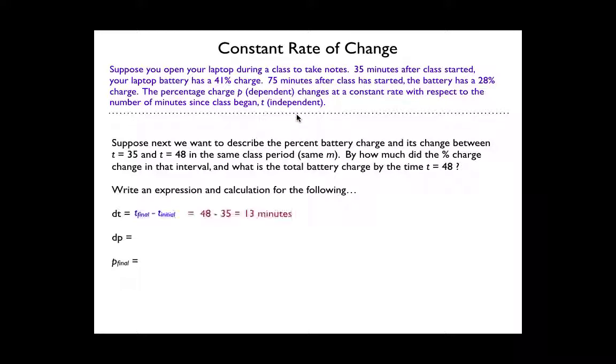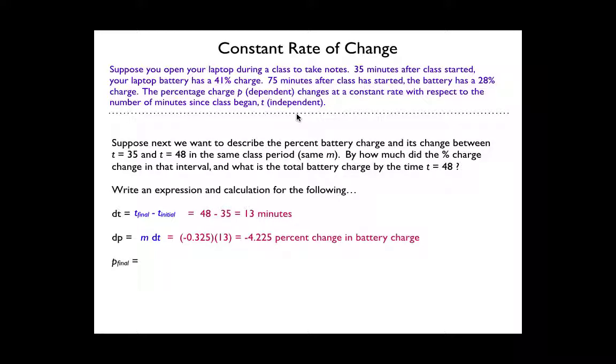I believe where we got to was just talking about that this was a 13-minute time interval. And so to calculate how much the battery percent charge changed, it's 13 minutes at this 0.325% per minute decrease. Over that time interval, symbolically, that's our m dx, or with the letters from this problem, m dt. So we've got approximately negative 4.225% change in the battery charge during that time interval.